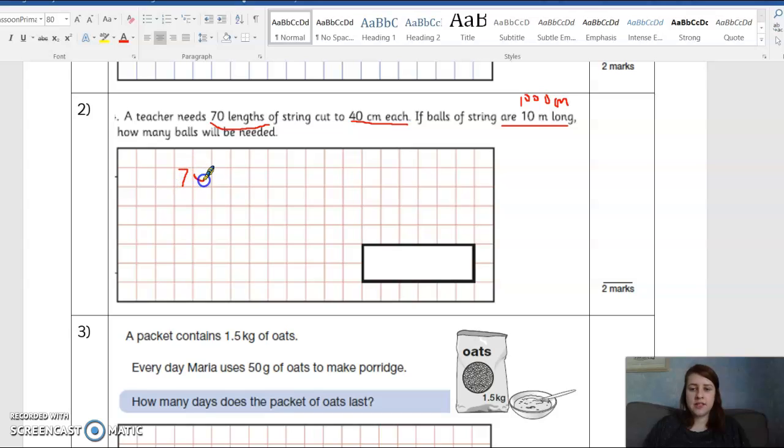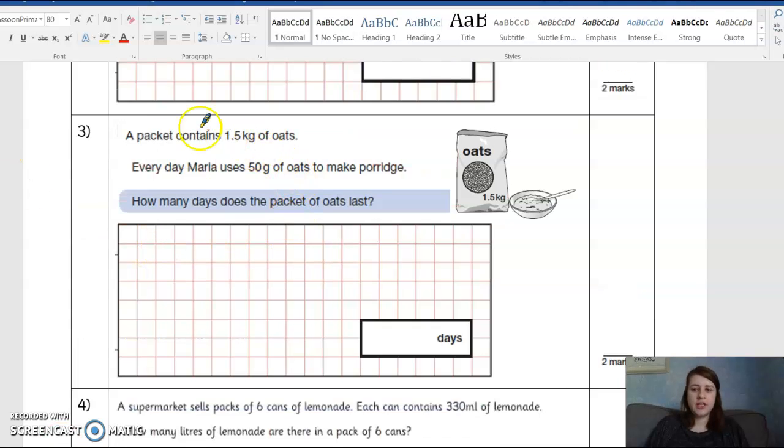So I need to do 70, because that's my 70 lengths, times 40 as a sum and work that one out, which gives me the answer 2,800 centimetres. And so if the balls of string I can only buy in 1,000 centimetres long, then I would need to round this number up. So I would get 2,000 centimetres out of 2, and then I'd have to get another ball of string for the 800 centimetres, and I'd have some left over. But I can't only get 2 because then I wouldn't have enough. So the answer to this one is 3. I would need 3 balls of string.